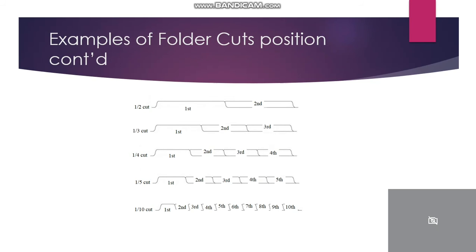Okay, so for this one, we see that it's similar to the previous slide, except I intentionally left the first, second, third, fourth, fifth, 6, 7, 8, 9, 10 out, because these figures here highlight the positions of the folders. Remember, the cut, if it's half, then look at the denominator. It's 2, so there are 2 cuts and 2 positions. The number of cuts equal the number of positions.